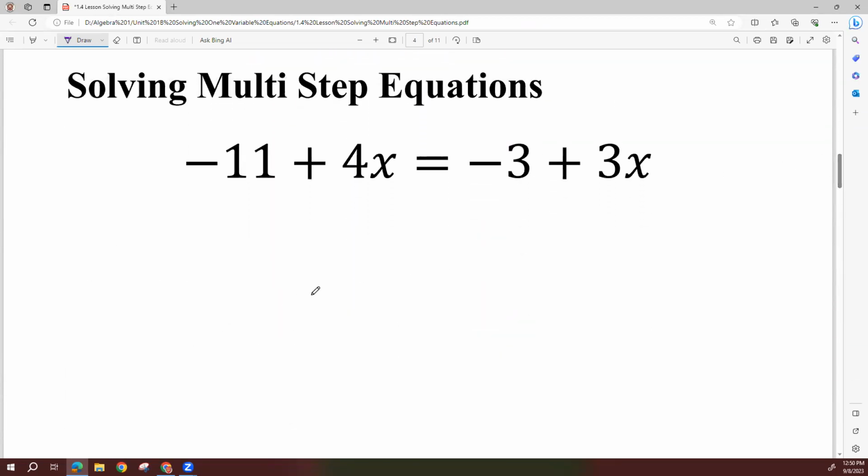So what I want you to do here is pause the lesson and try this one on your own. And then when you press play, my solution will show up. I really want you to pause here and try this on your own. It's okay to get it wrong. The important part is giving it a shot and then seeing where your mistakes are.